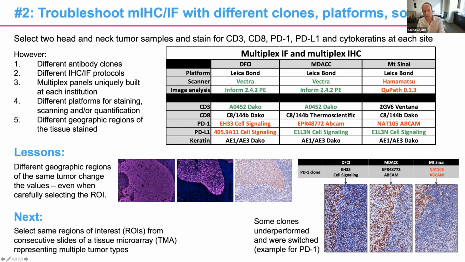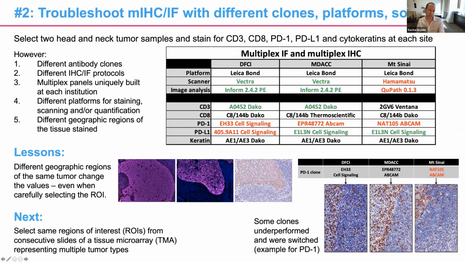And that introduced obviously some differences in the quantification that were not due to the method itself, but more to the tissue. However, in the method, we also realized things like PD1, for example, at Mount Sinai, seemed to be underperforming, and we always had consistently less staining compared to the other 2 sites. And we realized by comparing just these tissues that our clone was not that great, and we decided to switch to the one from MD Anderson.